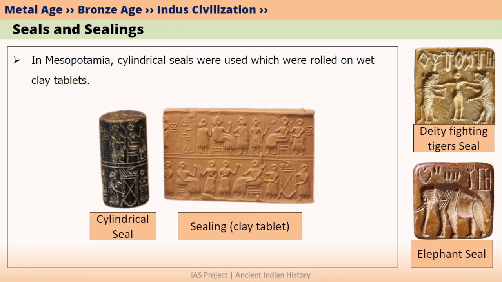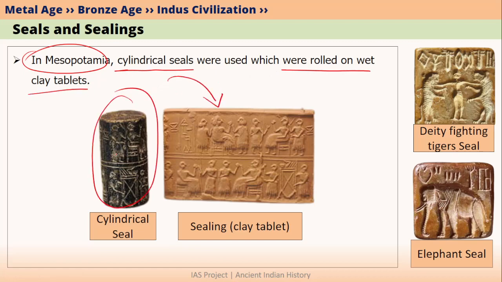If we compare the seals and sealings of Indus Civilization people with those of Mesopotamian people, then Mesopotamian people mainly used cylindrical seals. And these cylindrical seals were rolled on wet clay tablets to make impressions like this. So this is basically a cylindrical seal. On the outer surface of this cylindrical seal, engravings were made. And this cylindrical seal was rolled on a wet clay tablet. Once it was rolled on a wet clay tablet, it left permanent impressions like this.